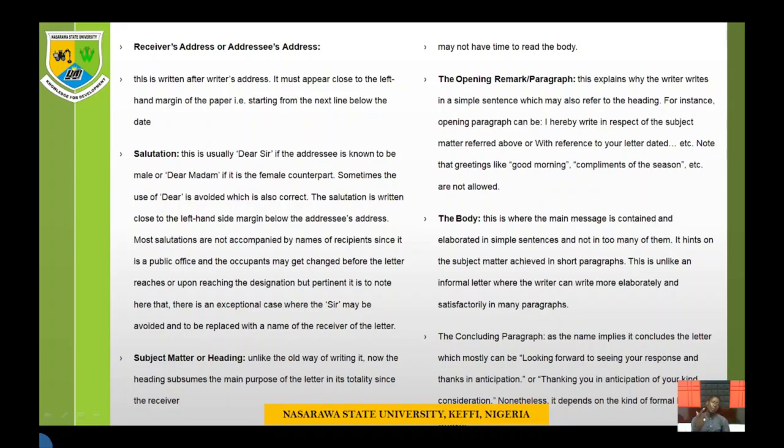But if you're writing a complaint letter, for instance, you supply goods and something is missing, you have to address the issue to the company you must have engaged in the business.